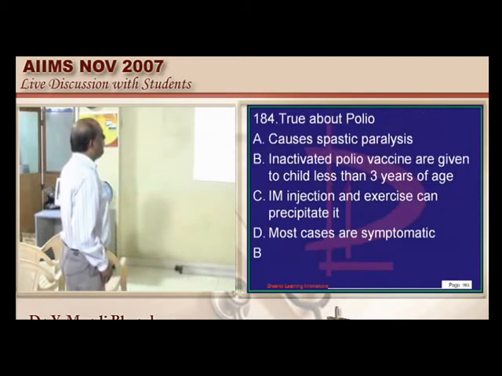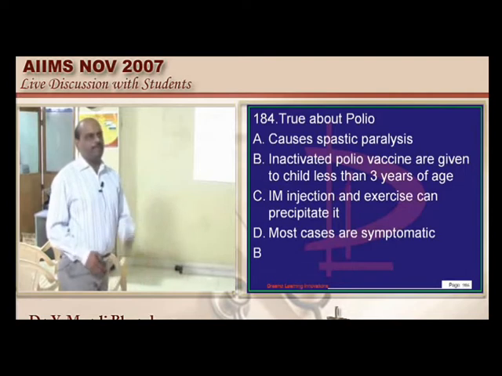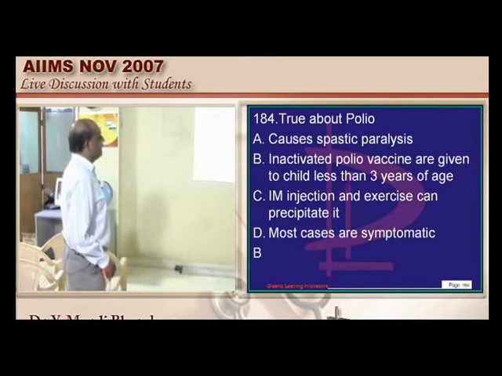Now let us talk about polio. All of you know very well, symptomatic cases only constitute the tip of the iceberg. There is a lot of submerged portion.